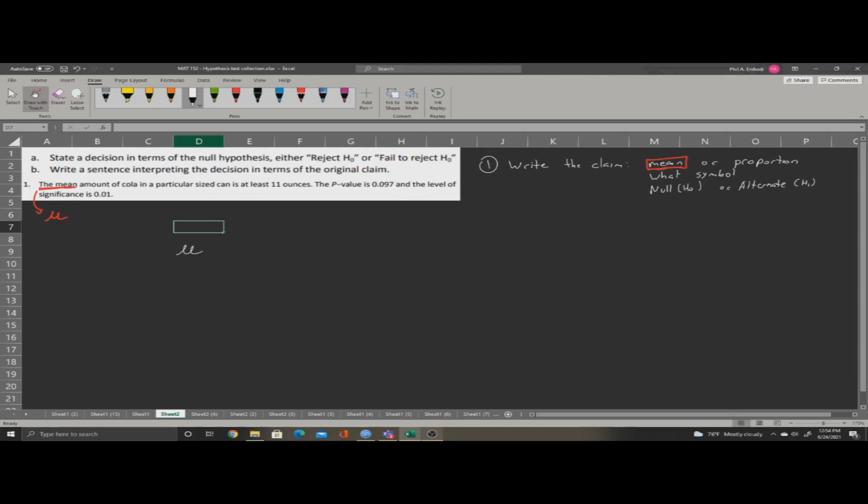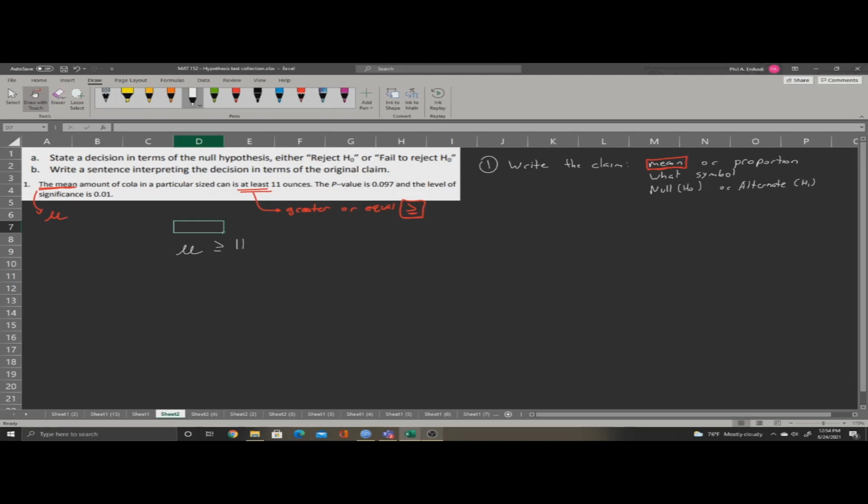Now let's ask ourselves what symbol to use with this mu. Let's continue reading the question. The cola in a particular sized can is at least 11 ounces. Now let's remind ourselves of the language we use. At least means greater or equal to. Greater than or equal to is this symbol, a greater than sign with a dash underneath. So we'll continue by writing greater than or equal to 11 ounces.